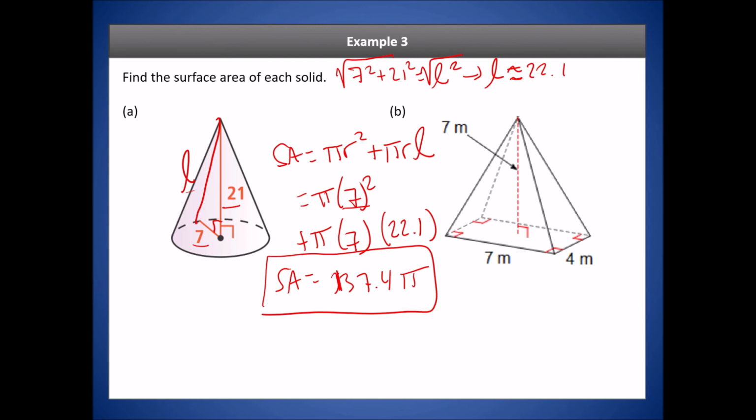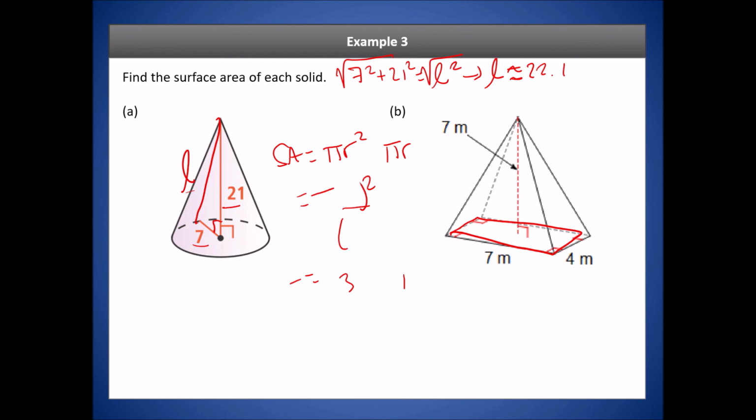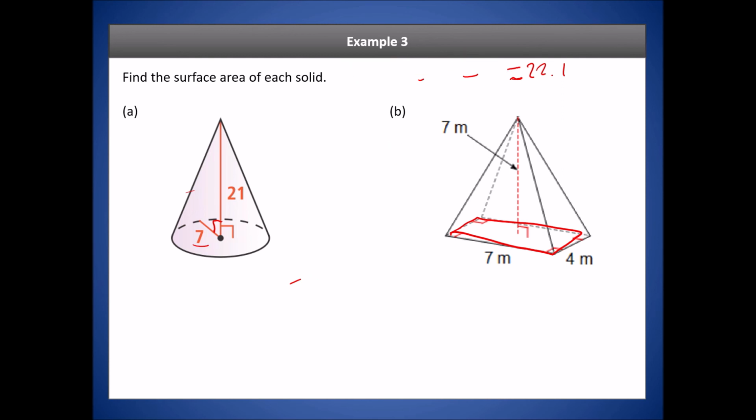All right, so for part B, we want to find the surface area of this pyramid. So we got a rectangle. So let's go ahead and make ourselves some room for the second problem here. So for part B, we have the rectangle base, which is 7 times 4. So the surface area is 7 times 4 plus.